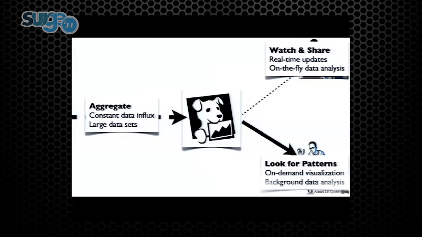And then you have different use cases, people who are looking for patterns. They want to do some kind of visualization or background data analysis looking for patterns in the data. So here I've mapped the ACID, BASE, and DIRT properties to these use cases, if you will.